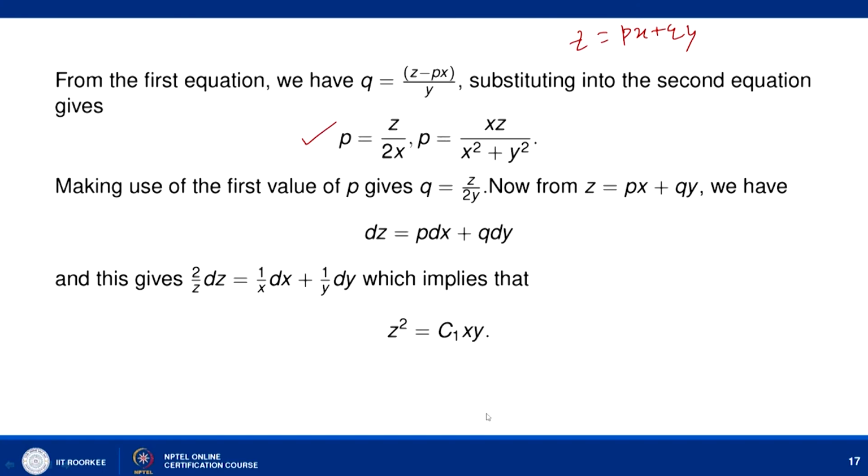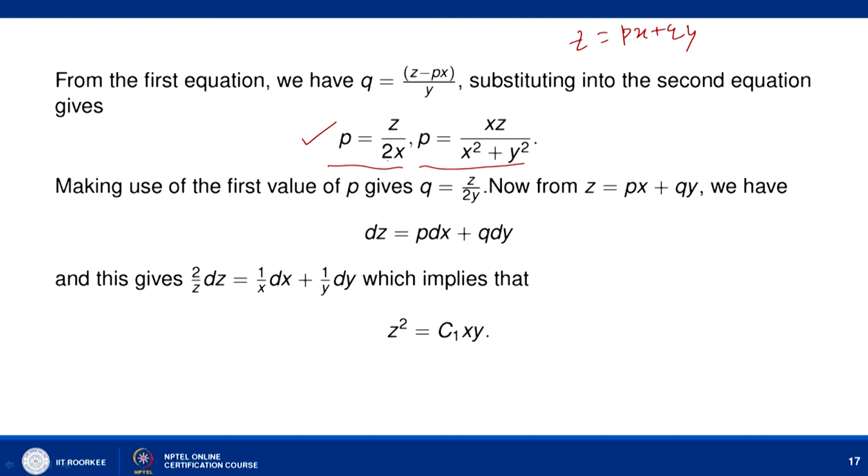So, I am saying that let us do this work, and we have obtained p equal to z by 2x as one value of p, and another value is p equal to xz upon x square plus y square. Now, once we have two values of p, then of course, you will have two values of q as well. So, let us solve for q.